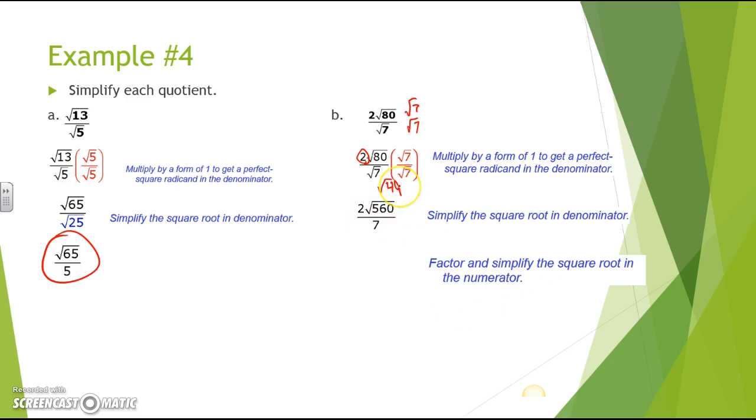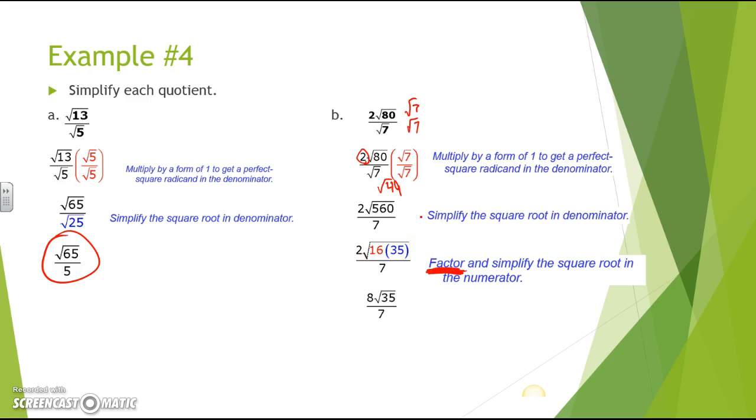So then what we're going to do is factor and simplify the square root for our numerator. So this 560 can be broken down. When you factor that out, choose at least one perfect square number. So 16 times 35 gives me 560. So we have 2 times the square root of 16 times 35 over 7.